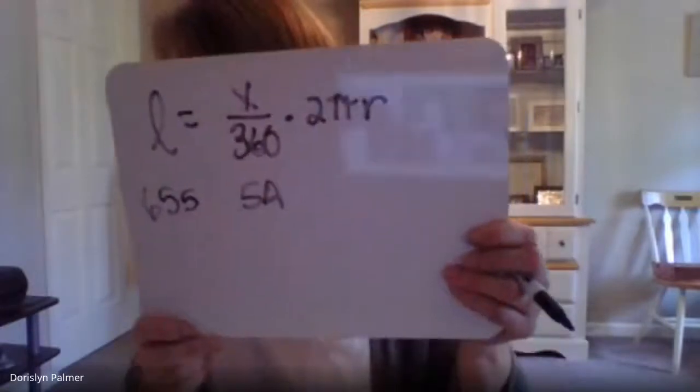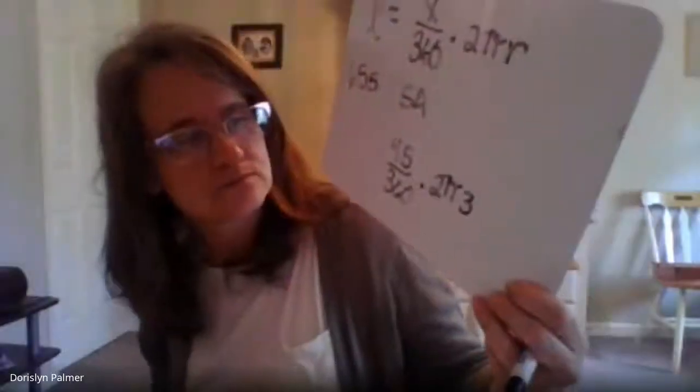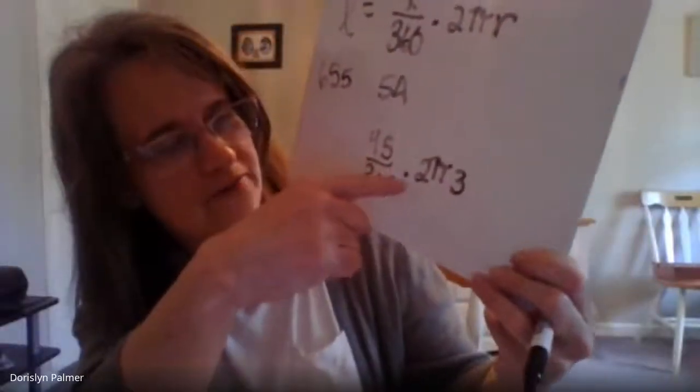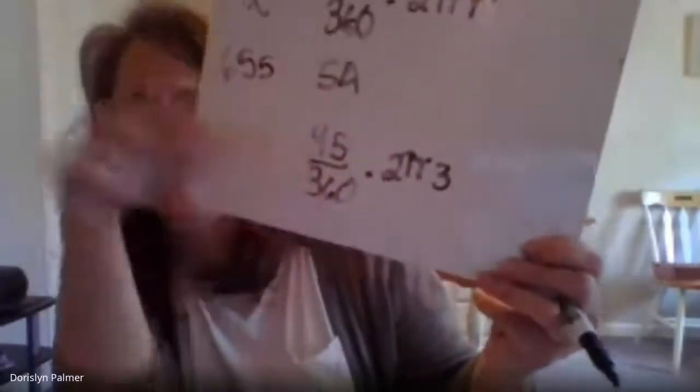All right. So for 5A, x over 360. So we use that 45 degrees. So 45 over 360 times 2 pi r, and r is 3. All right, so you guys can just use your calculator. 45 times 2 times 3 times pi, all divided by 360.